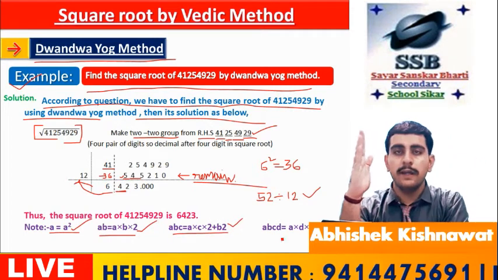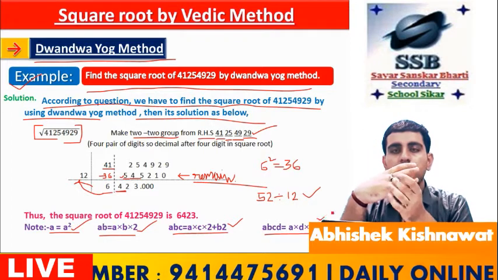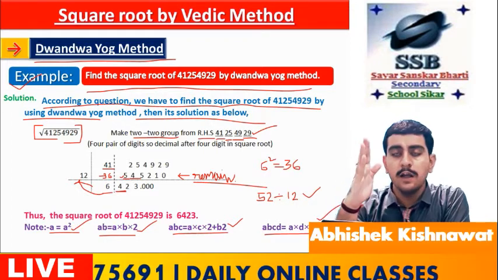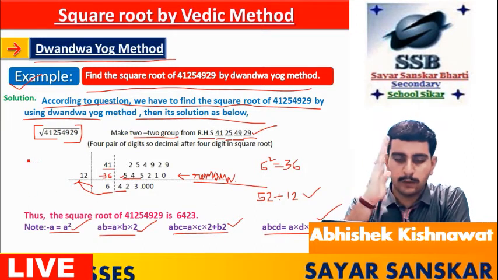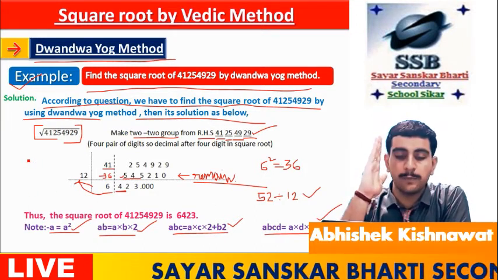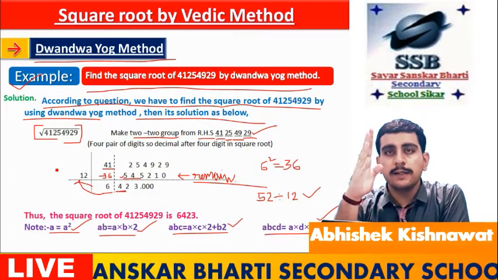Next is cube root by the Vedic method. So what is cube root by the Vedic method? First is the perfect cube method, and the second one is the division method. So first, see the first one, the perfect cube method. This method contains a condition.